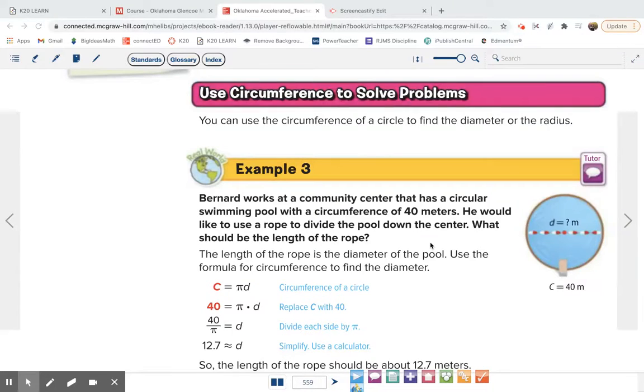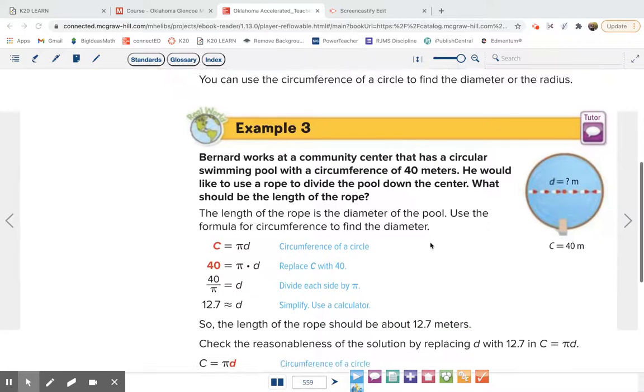We can use the circumference to solve a problem. And I don't mean finding circumference, we can use what the circumference is. So this third example says Bernard works at a community center that has a circular swimming pool with a circumference of 40 meters. So they went ahead and told us the distance all the way around the pool, the circumference is 40 meters. He would like to use a rope to divide the pool down the center. What should be the length of the rope? Well, since he's wanting to put the rope across the dead center of the pool, that would be your diameter. So on this problem, we're not asked the circumference, we're asked what is the diameter.